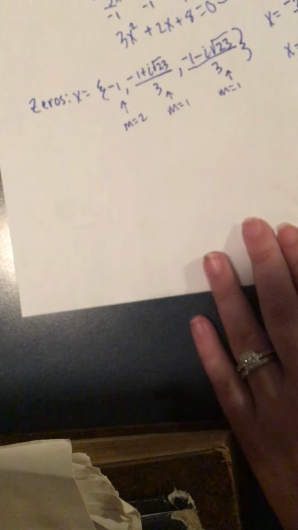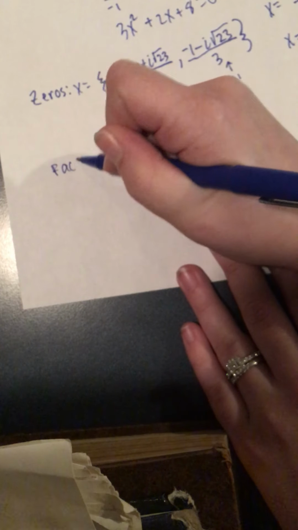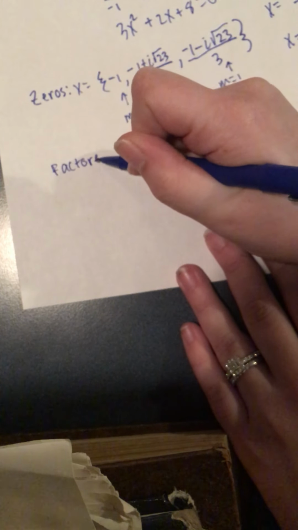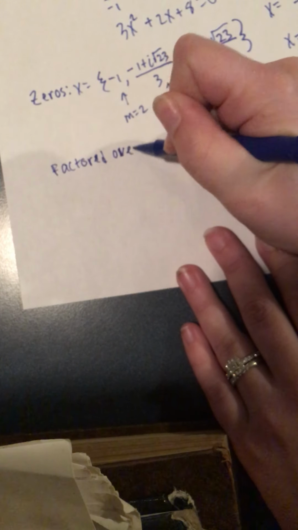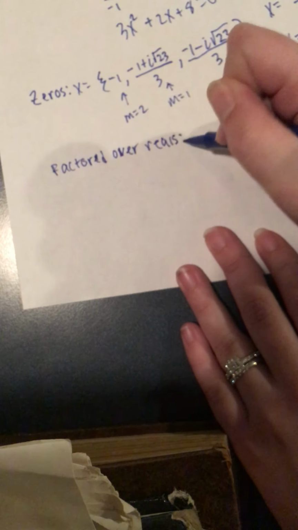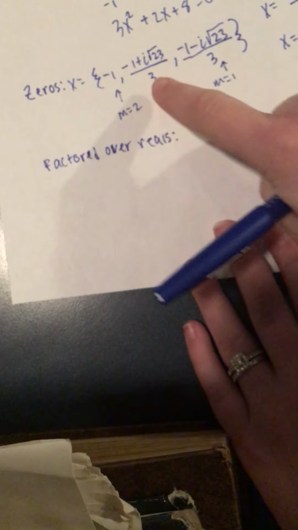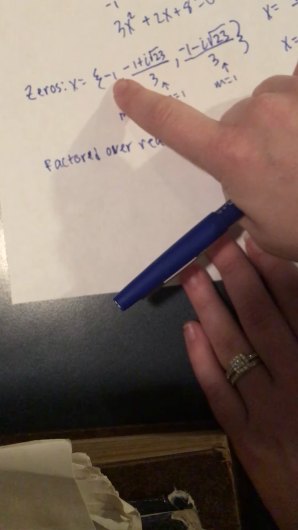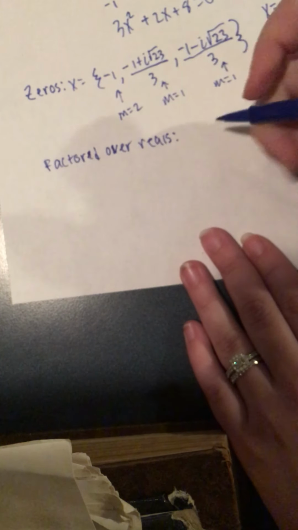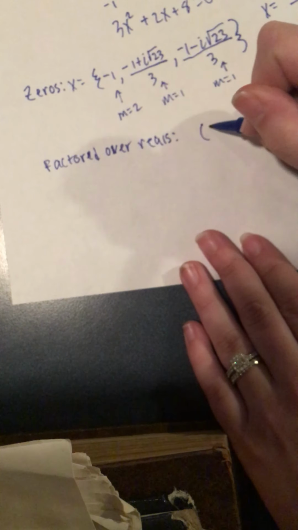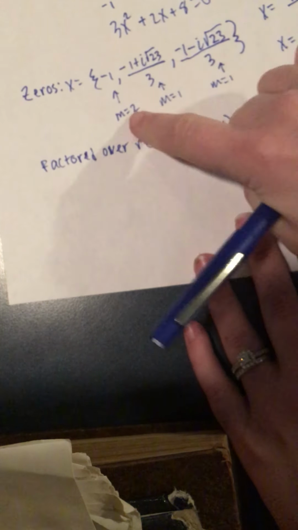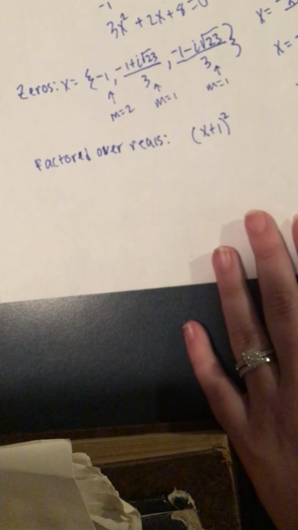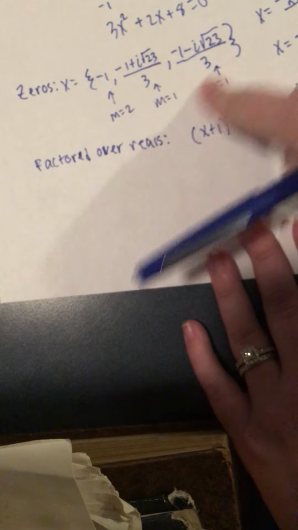Okay, now let's go ahead and factor it. So we want to factor it first over just the real numbers. For that, the only real number zero that we got was negative 1. These zeros are imaginary zeros, right, because they have i in them. So what we're going to do is build a factor for negative 1. That's going to come from x plus 1, right? But it has multiplicity 2, so we need to square it. We don't want to build factors for these for this part of the problem.